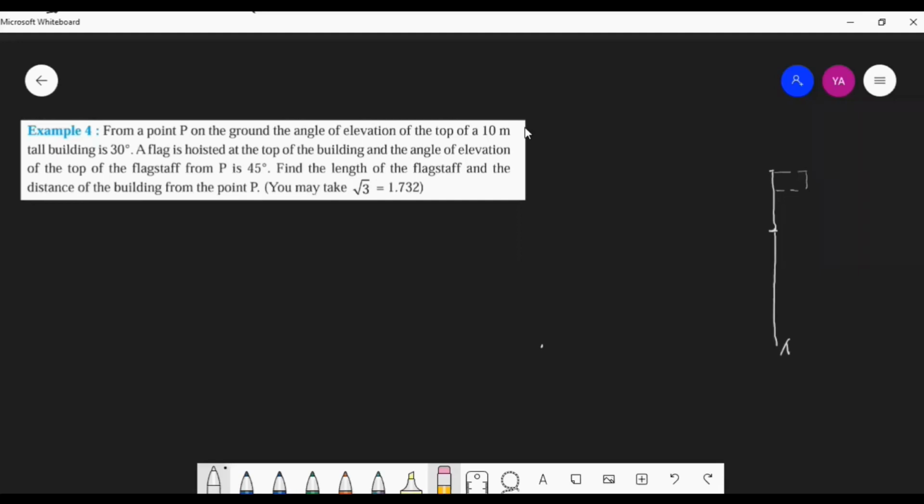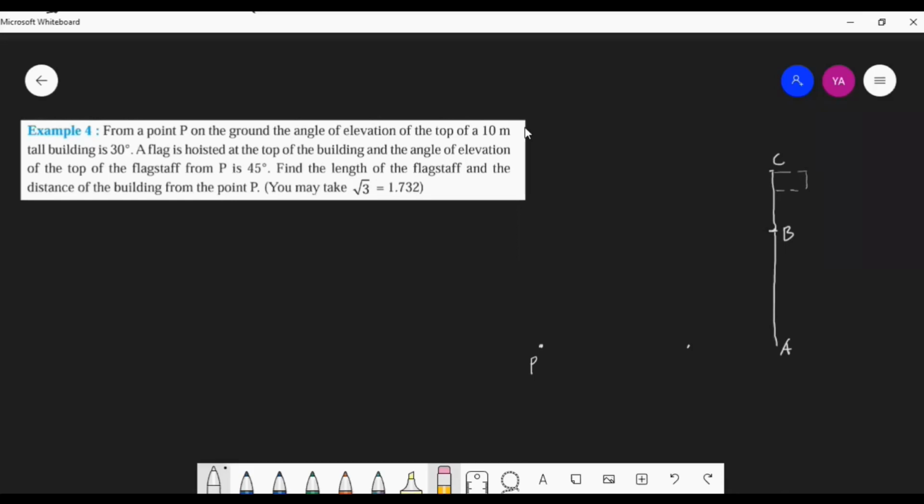So if we are looking from some point P to the top of the building, I have taken the building as AB and the flagstaff as BC. And suppose P is here. I imagine that if from here I join to B, I will get almost a 30-degree angle. That's why I put P here. So we should have some imagination.